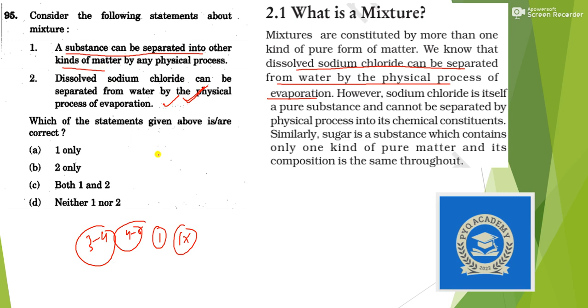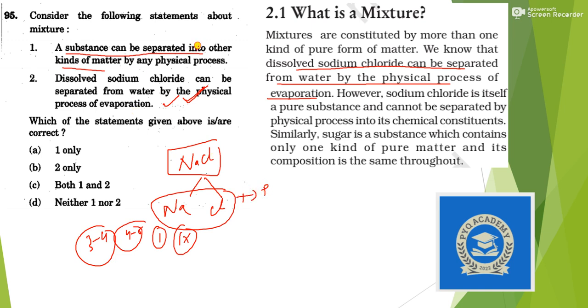Let's take the example of NaCl. Can NaCl be separated into Na and Cl by a physical process? No, this is not possible. Here you can also see sodium chloride is itself a pure substance and cannot be separated by a physical process into chemical constituents. So only option 2 is correct. So answer is option B.